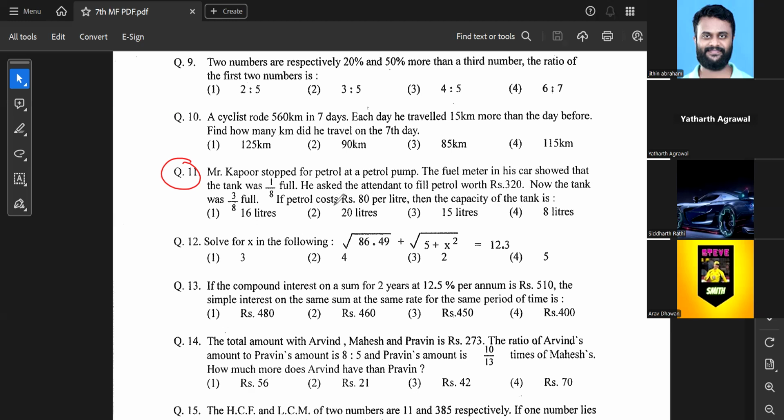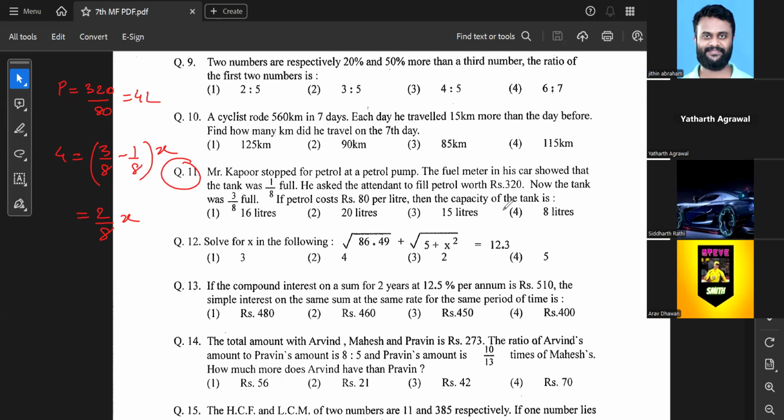When he asked the attendant to fill 320 rupees of petrol, the amount of petrol filled was 320 divided by 80, which is 4 liters. I hope you understood this much. So he basically filled 4 liters. Initially it was 1 by 8, then it became 3 by 8. So the difference between them, 3 by 8 minus 1 by 8 of the whole tank, is 2 by 8.